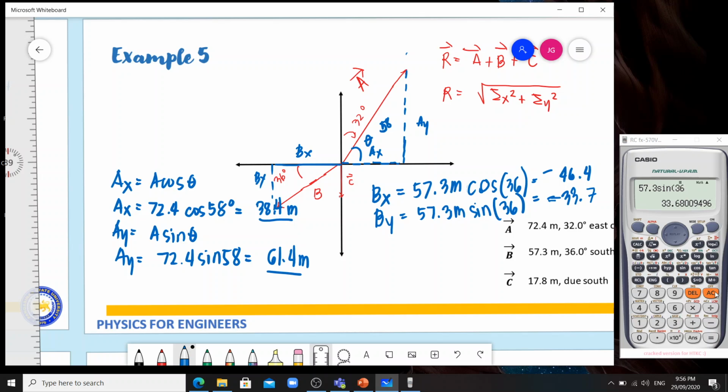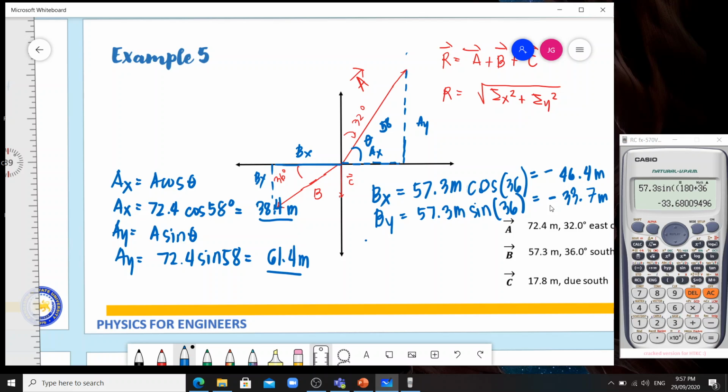Ngayon, kung ayaw kong malito, pwede ko namang i-add ulit 216, 57.3 sine 180 kasi lumagpas siya sa straight angle plus 36. 33.7. Ayan o, nilagyan lang ng negative. So, pareho pa rin, di ba? So, depende na lang sa style ninyo kung saan kayo mas komportable. So, ito ay meters. Ito ay meters. Yan. So, let's solve for C naman.